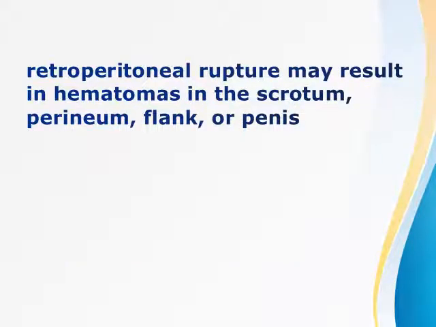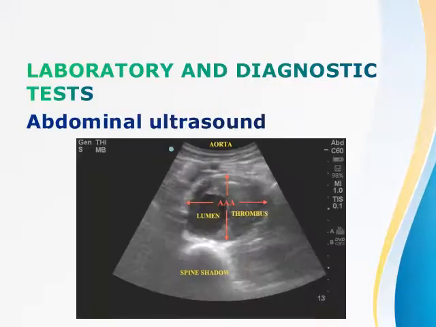Then a retroperitoneal rupture may result in hematoma, which is visible in the scrotum, the perineum, the flank, or even the penis. Then, what are the laboratory tests and diagnostic tests for this one? Of course, your abdominal ultrasound. Your abdominal ultrasound can be used to visualize the presence of your aneurysm.